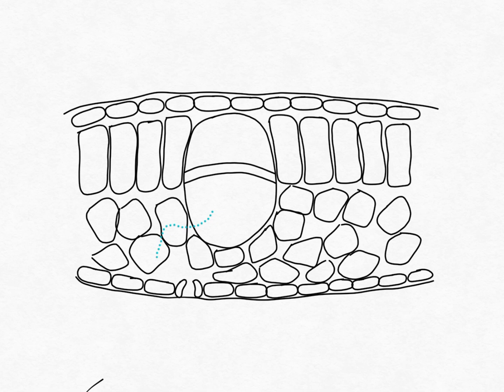Now here is where it gets tricky. The water will then move from the spongy mesophyll cell into an air space, and this process will be through evaporation. This is because water will go from a liquid state to a gas state. And then when the water moves from this air space out of the stomata to the outside of the leaf, this process will be through diffusion. The reason for this is that there's no semi-permeable membrane, meaning that osmosis cannot occur. So through diffusion, gas exchange will happen.